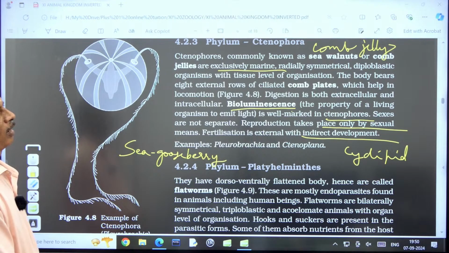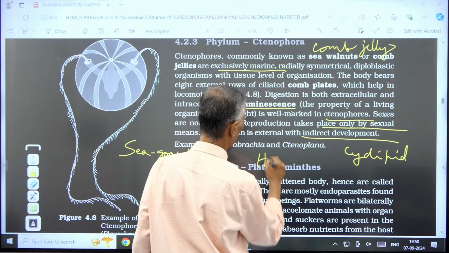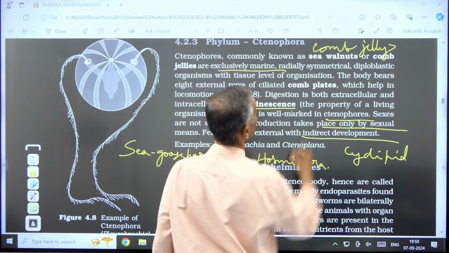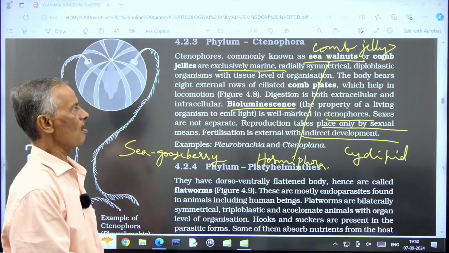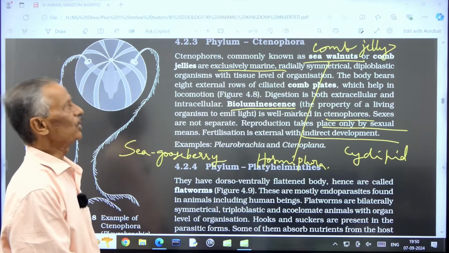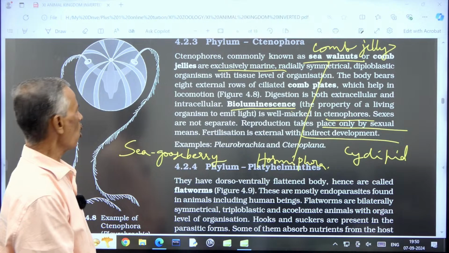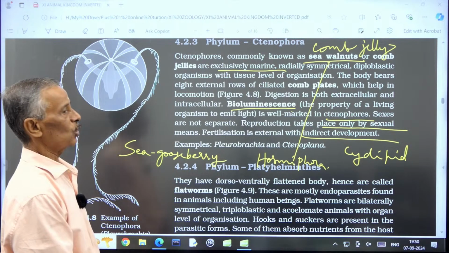And Hormiphora. It is not given in your book. This Hormiphora is commonly called sea walnuts because they are walnut shaped. It is called sea walnuts. Commonly, they are called comb jellies. I told you that they are also cnidarians.